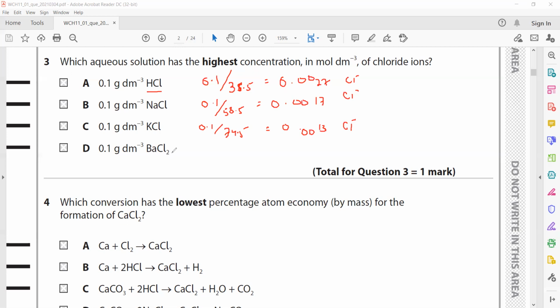But for barium chloride, barium is 137 plus chlorine 35.5 into 2, so it will be 71. So the total mass is 208. So 0.1 divided by 208 will be 0.000048. But the moles of chloride should be twice, because 1 mole of barium chloride gives 2 moles of chloride. So the actual moles of chloride will be 0.00096. So which one is having the highest concentration? A is having the highest concentration of chloride ions.